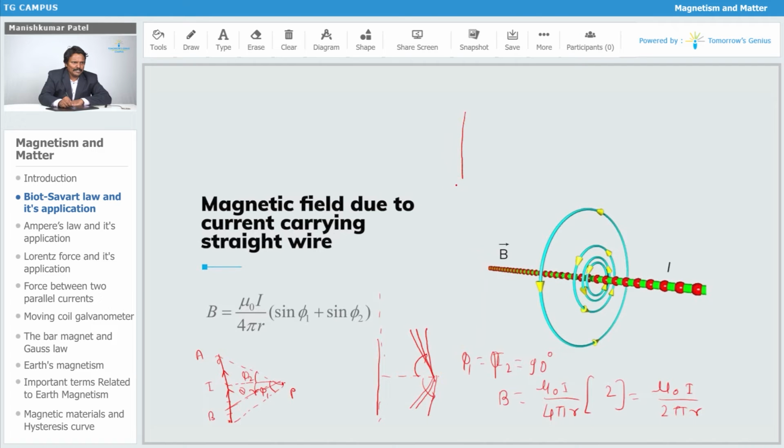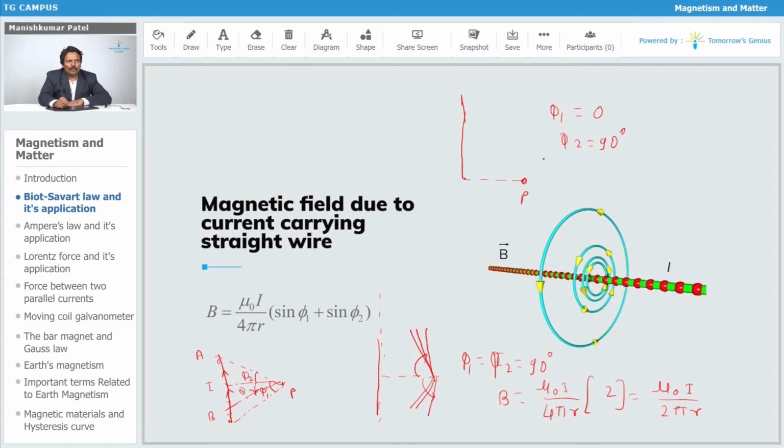Let's say this is an infinite current carrying conductor and you are at one of the ends. You have to find the magnetic field at point P. In this case, obviously the conductor is infinite, so one angle, phi 1, will become 0 and phi 2 is nothing but 90 degrees. So this is also one of the important cases, where you can just put the values and you will get the resultant expression for that magnetic field.